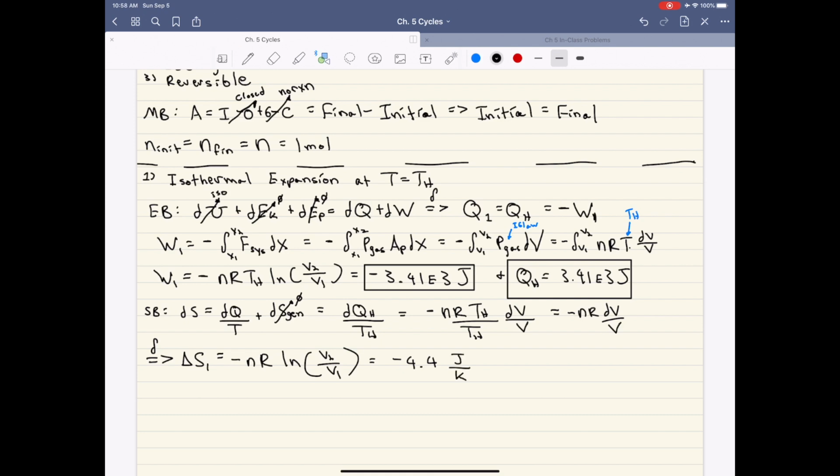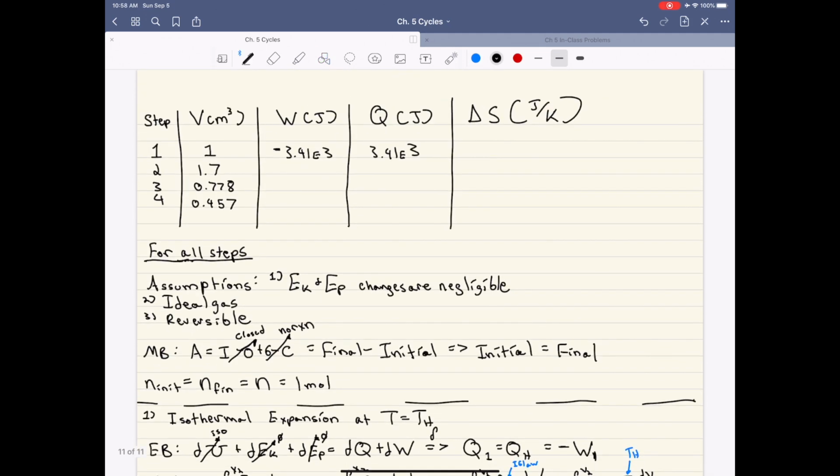So we could also fill our table with that.